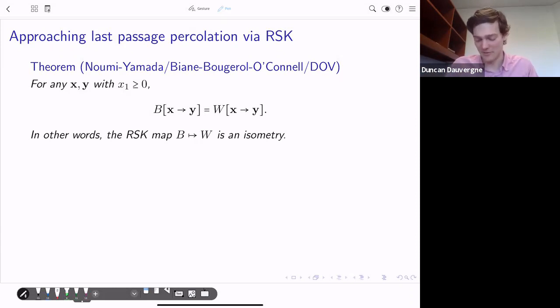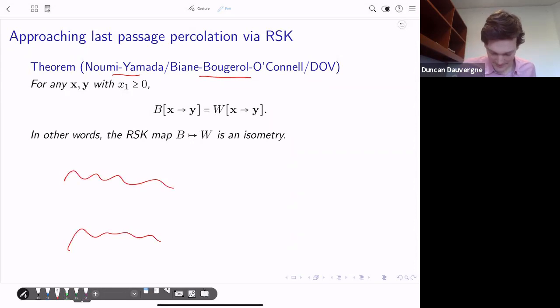And then much later on we realized that the ideas for this isometry, not in the exact form that I'm stating it, turned out to be available in papers from 15 years ago, a long time for me, by Noumi and Yamada and Biane, Bougerol and O'Connell. Okay, so what does this say? Basically, if I look at last passage across my original Brownian motions, then this is the same as last passage across my melon W.